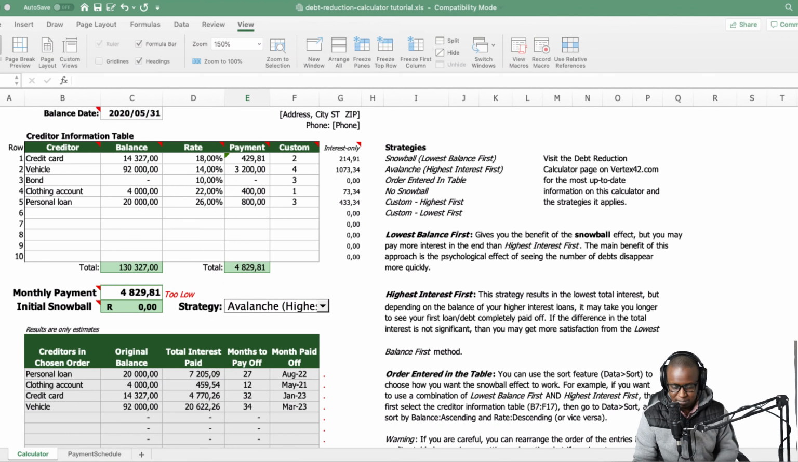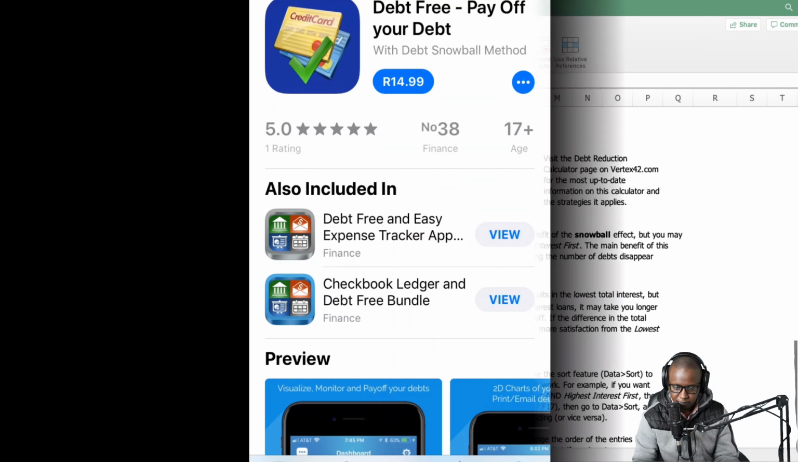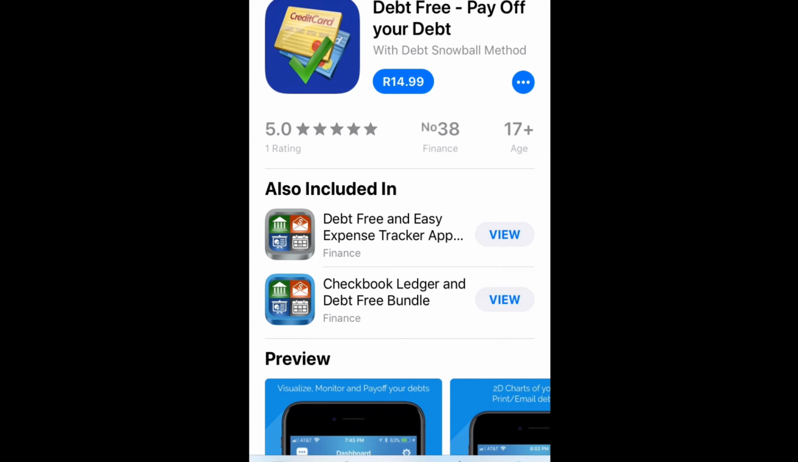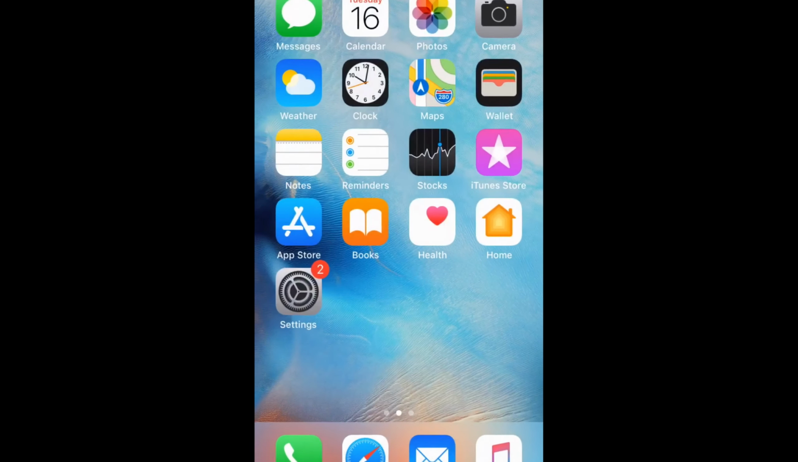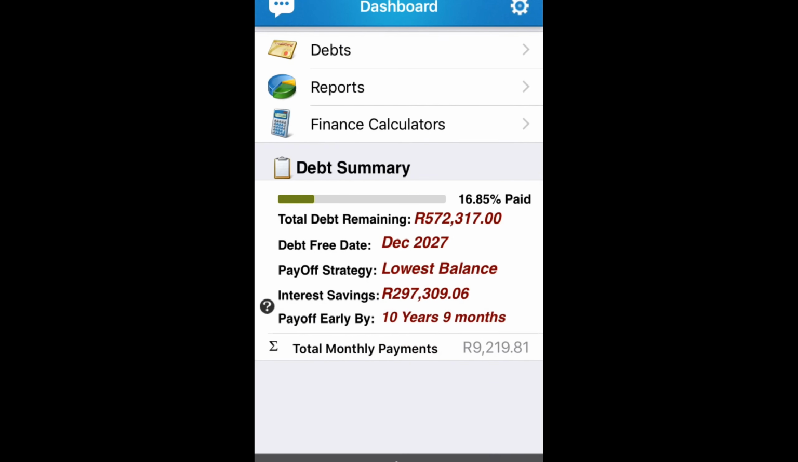Okay, let me show you an app that you can use. It's the same thing, I'll show you now. There's an app called Debt Free Pay Off Your Debt. It's available in the App Store for $14.99. Okay, let me show you. It has snowball method and avalanche method as well.